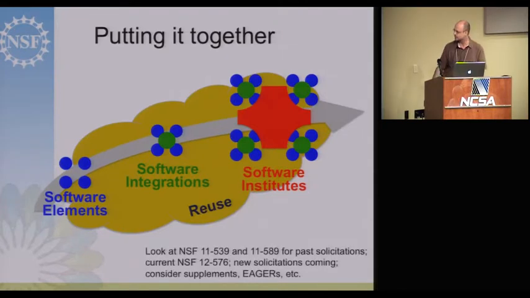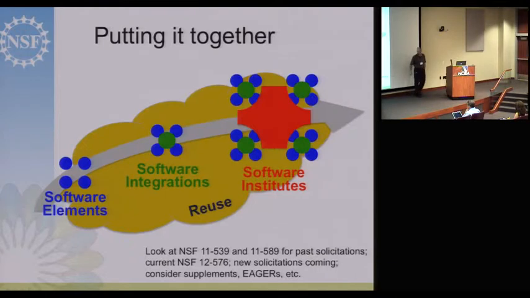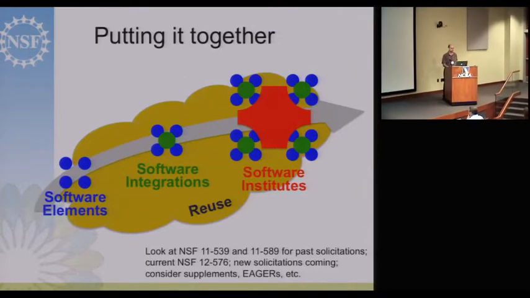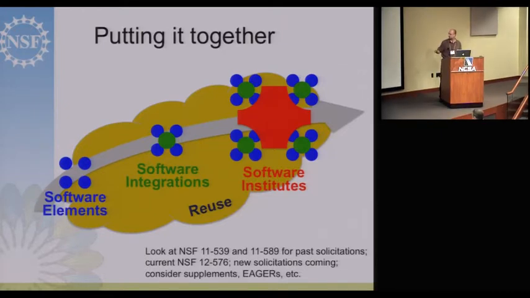And if you're interested in these things, there's a couple of past solicitations, 11.539 and 11.589. The first one dealt with the elements and the integrations. The second one dealt with the institutes. There's a current solicitation out called 576 that is looking at this middle category, software integrations, but specifically in the context of grand challenges in chemical sciences. So it's very tightly focused. It also has to be US-UK collaborations. So it's extremely tightly focused. But there will be more broad solicitations coming out in the future looking at these areas again. So keep an eye out for those things.